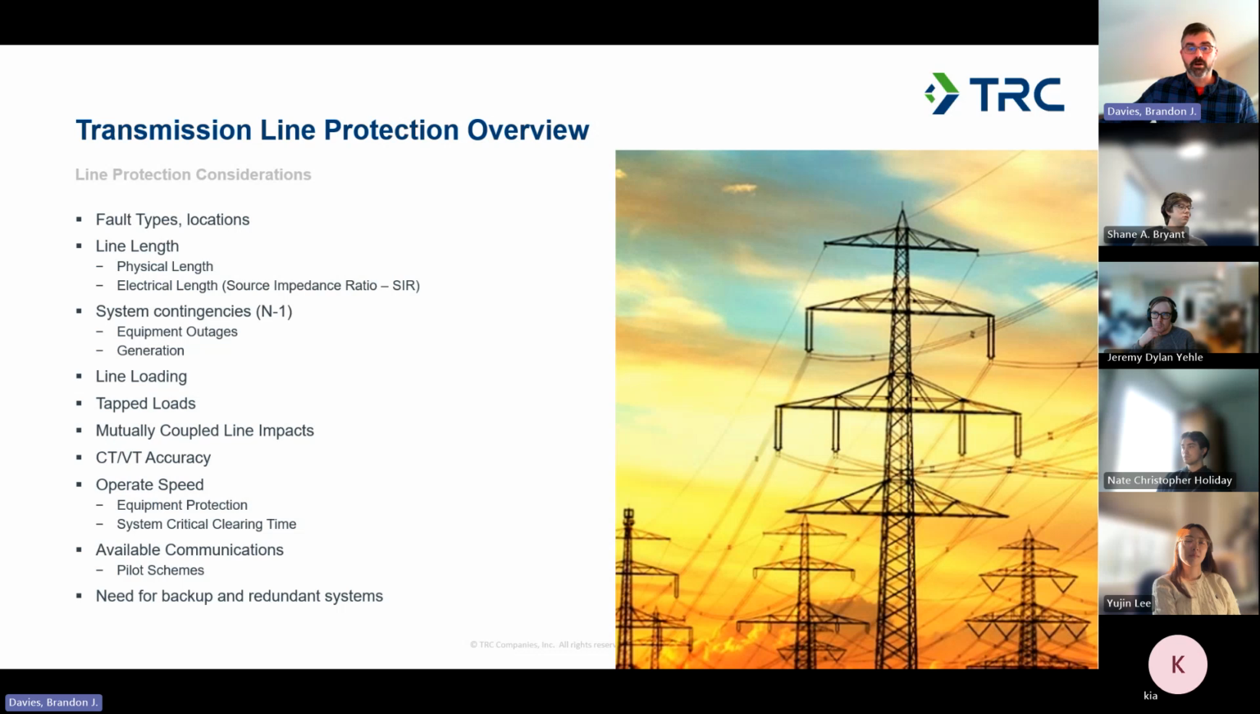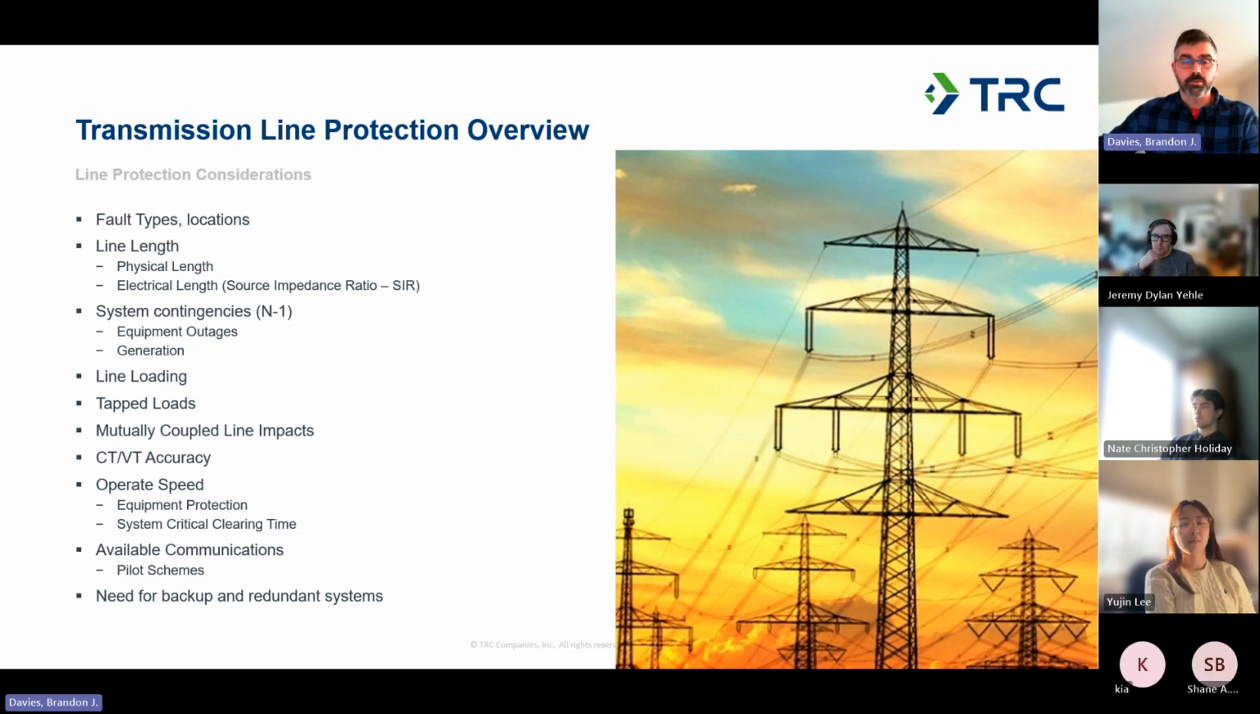So on the transmission system, oftentimes we're trying to get the total clearing time for a normal fault on a transmission line well under half a second, with many schemes applying redundant protection with the goal of getting it cleared within a handful of electrical cycles, to detect and make a reliable protection decision very quickly. And that's largely determined based on protecting the equipment and also the critical clearing time of the system.